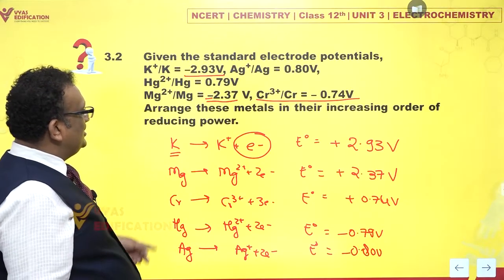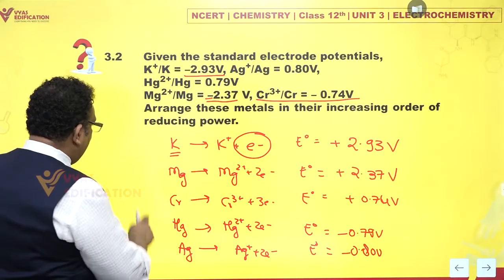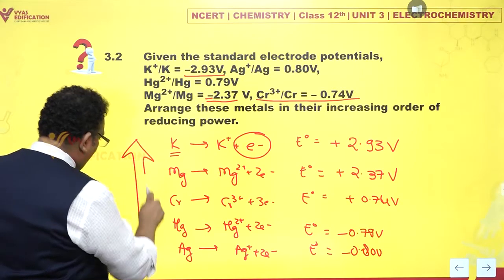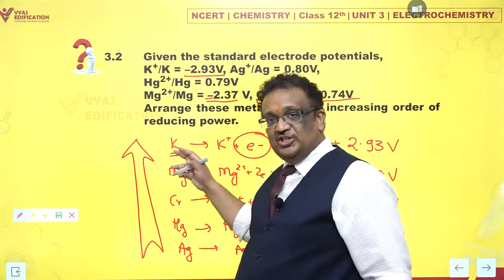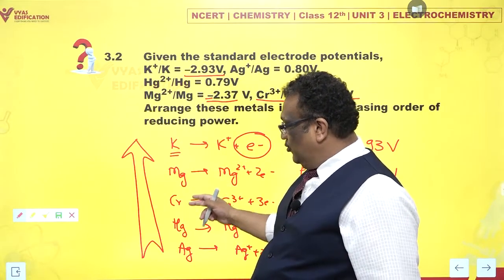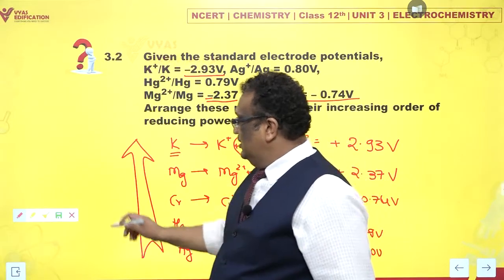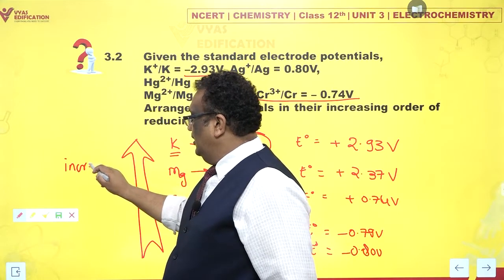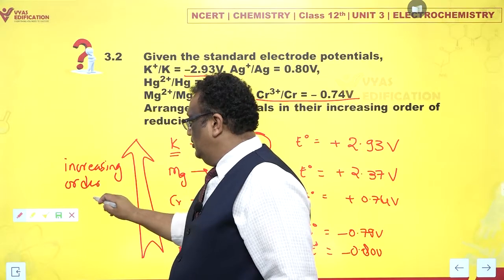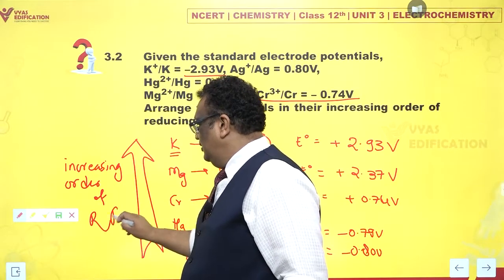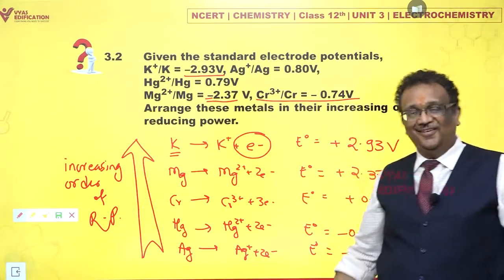So my dears, this is the increasing order of reducing power. Most powerful is potassium, less than that is magnesium, then chromium, then mercury, then silver. This is increasing order of reducing power. Done? Done.